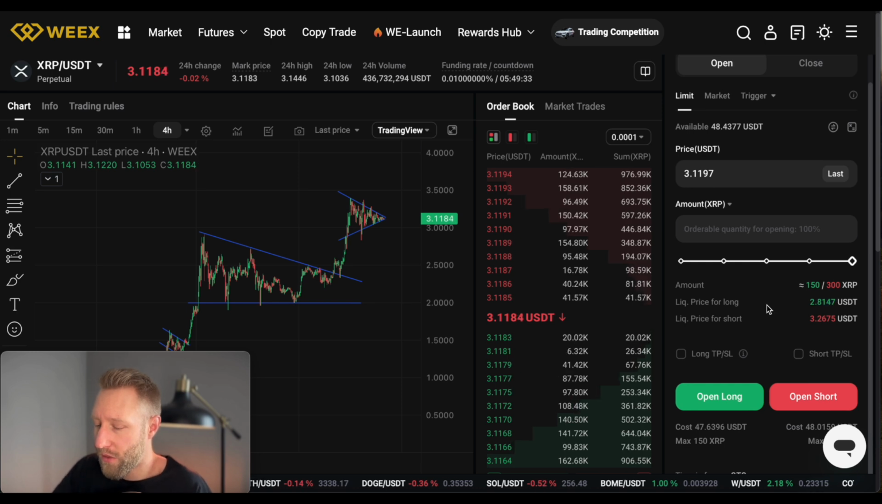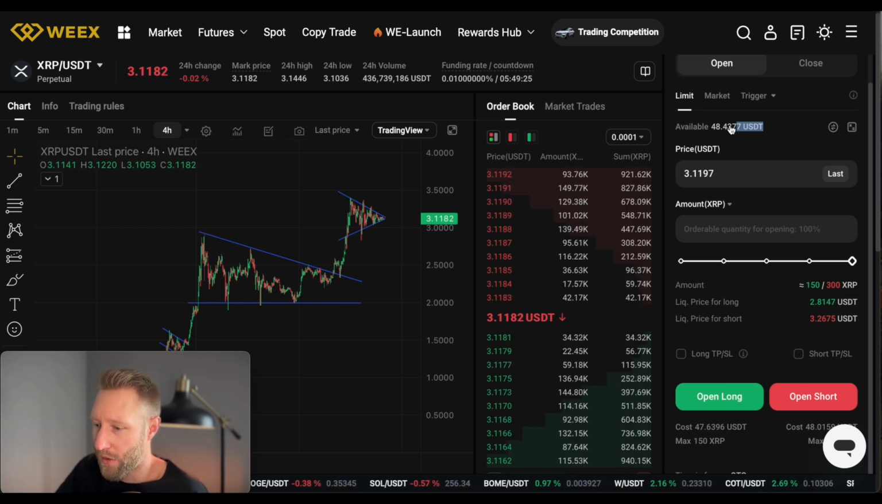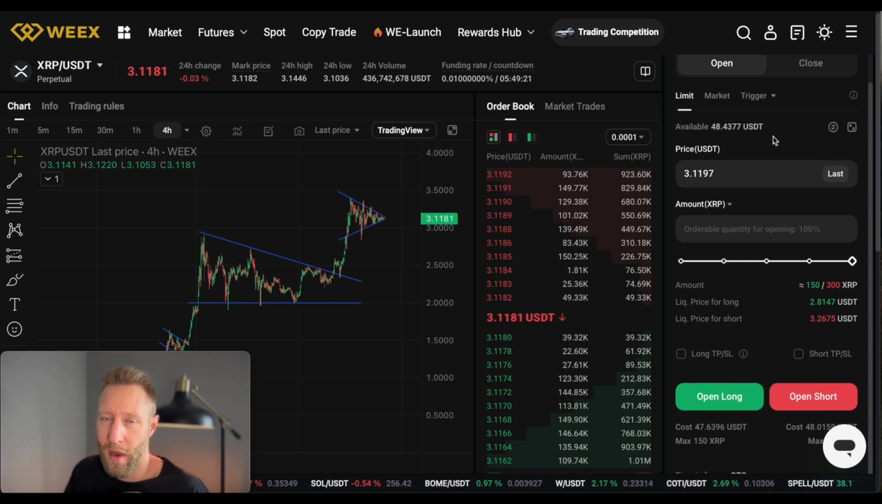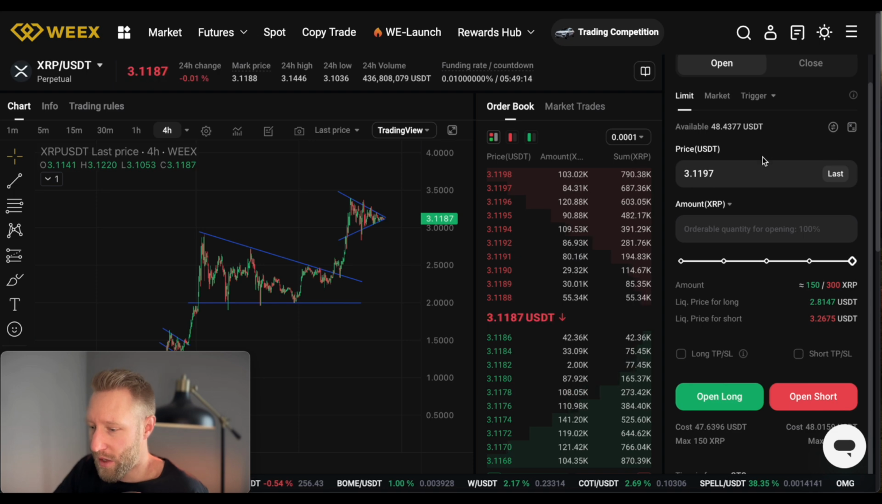And so if the price of XRP drops down to $2.81, my position will become liquidated, meaning that I will lose my initial investment, right, of $48 right here. It will be completely gone. I'll have no position left. It's not like spot trading, where if it drops, you still own the tokens. The platform will take your funds. And so it's definitely something to keep in mind.